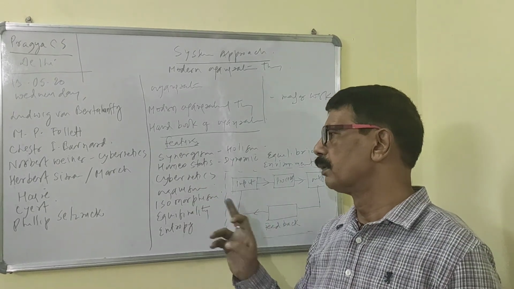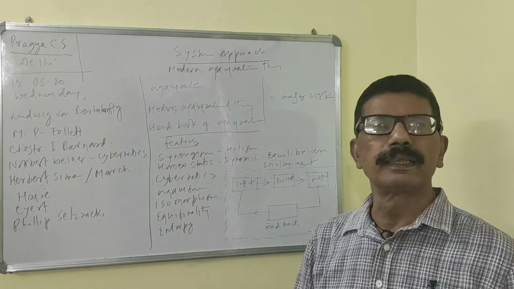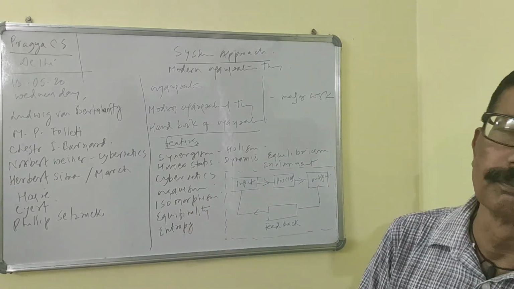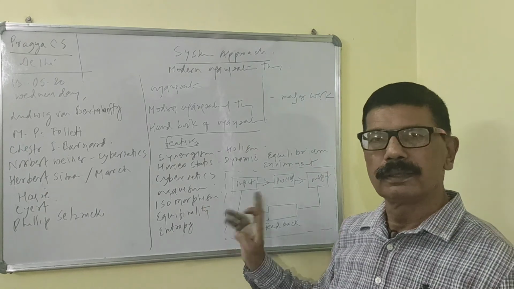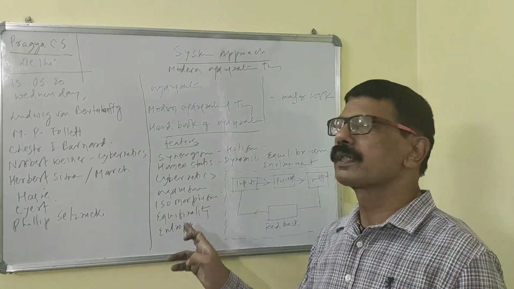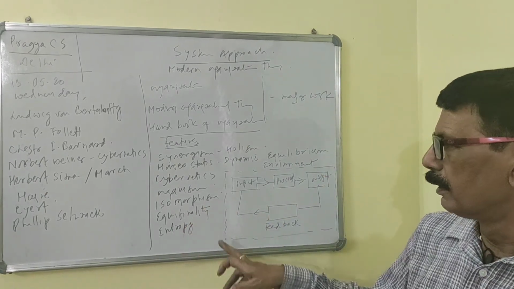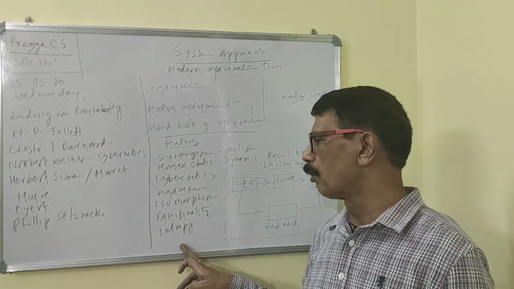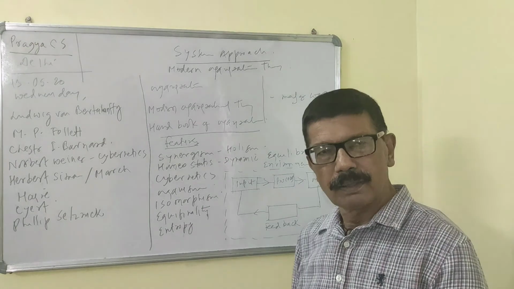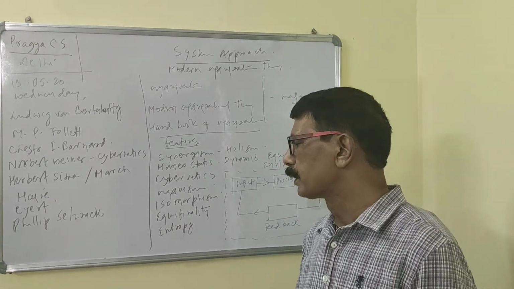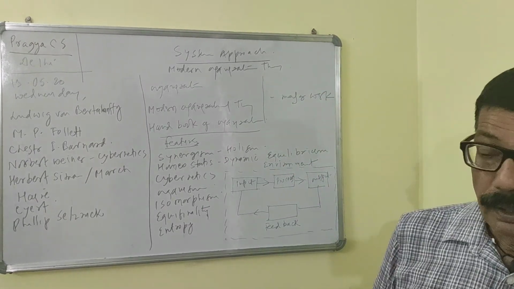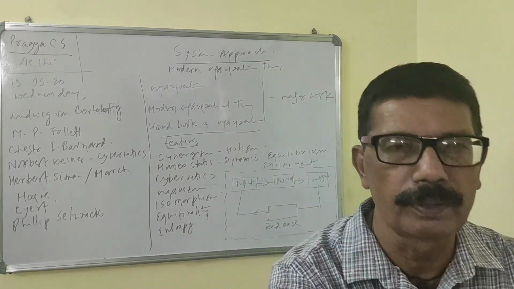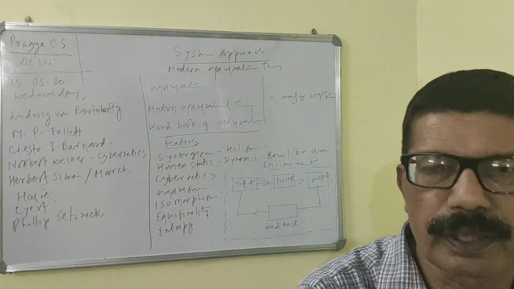Getting points to organism. When you talk of system, you talk of isomorphism, means similar property. Getting point? When you talk of system, you talk of equifinality, means same result everywhere. And last but not the least, when you talk of system, you talk of entropy, means tendency towards self-destruction. Getting point? In our human body also, we have tendency towards self-destruction.